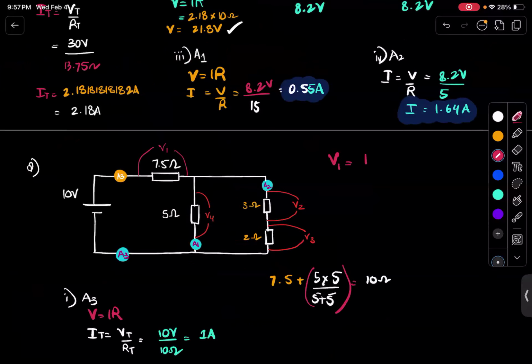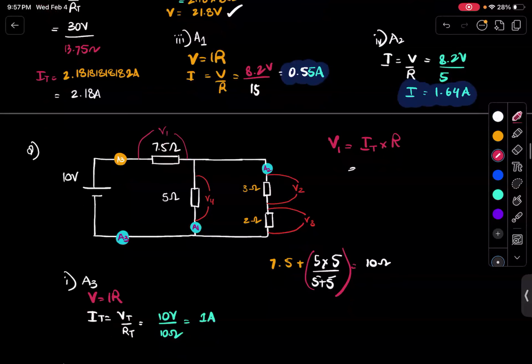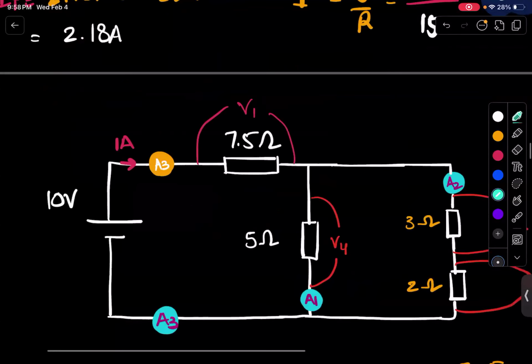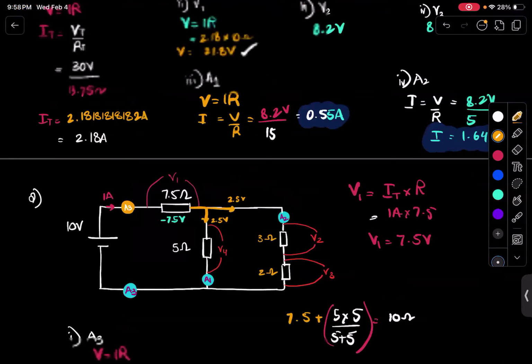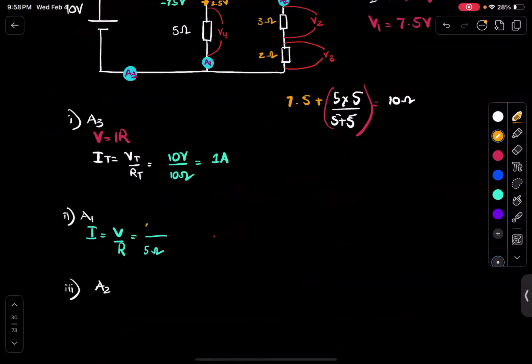V1 is just equal to IT times R, right? What is the current that's passing through them? This is just 1 ampere. So that means 7.5 volts, so 1 multiplied by 7.5. So V1 is equal to 7.5 volts. That means 7.5 volts were lost in this resistor. How much voltage remains? Both of these junctions get 2.5 volts, right? So this would just be 2.5, because that junction got 2.5.